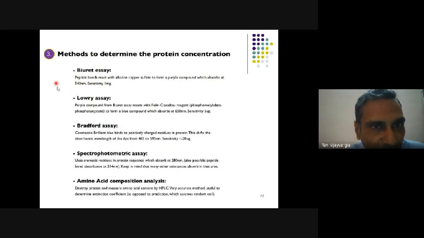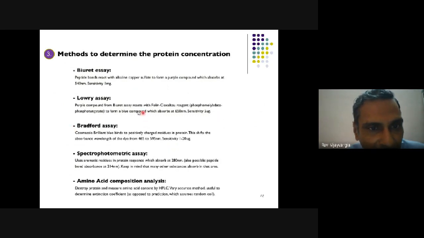Then there is a modified biuret assay, which is the Lowry assay, in which the purple compound from the biuret assay is further reacting with a Folin-Ciocalteu reagent, and it will produce a deep blue color which can be read at 650 nanometer. And the sensitivity from 1 milligram is further increased to up to 5 microgram.